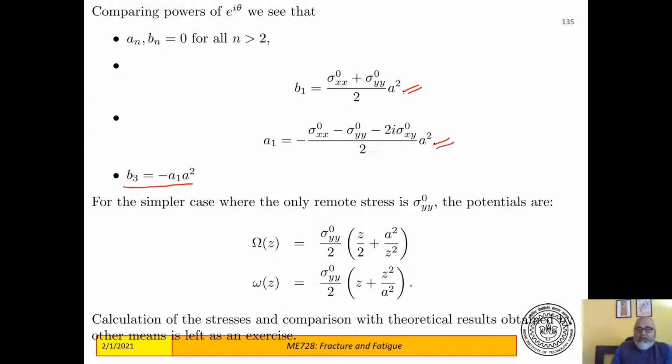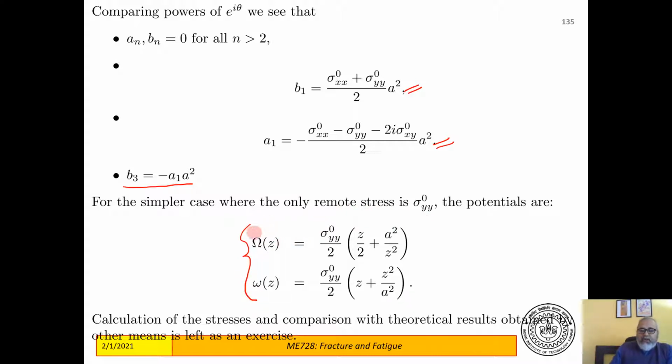Okay. Now for the simpler case, when only sigma yy0 is applied, so there is only tension applied. That's a problem that's done in elasticity courses, not by using this method of complex variables, but by other methods. And in those cases, if you plug in A1, B1, B3, etc., these are the final forms of the potentials that you will get.